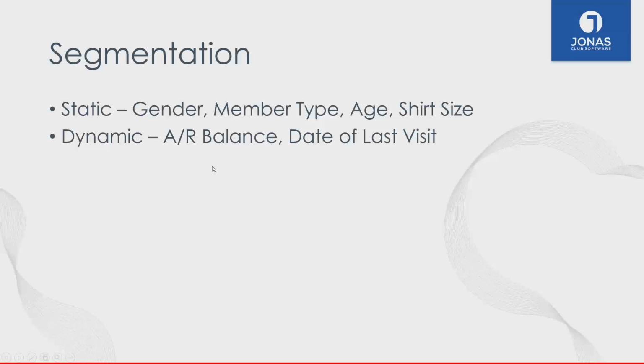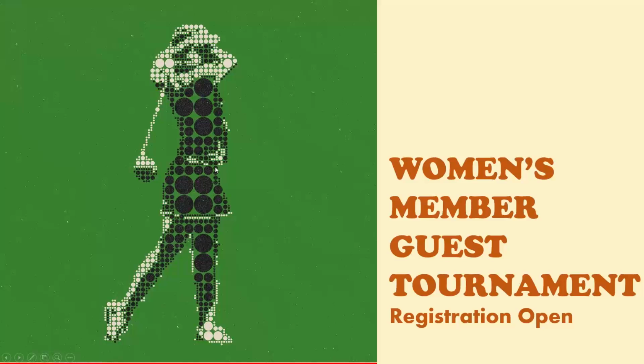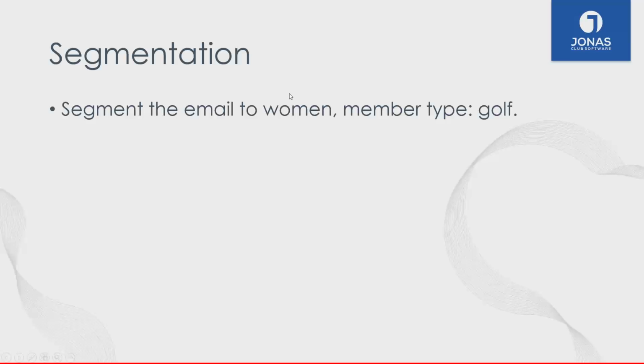I think the best way to explain how you should be using segments is with a couple of examples. So if you're a golf club and you're about to send out an email campaign promoting your women's member-guest tournament, there's a few different ways that you could possibly send this out. The simplest would be to segment your list to target the specific members that you believe are going to actually sign up. And that would include, I'm guessing, women, and then have a member type of golf.